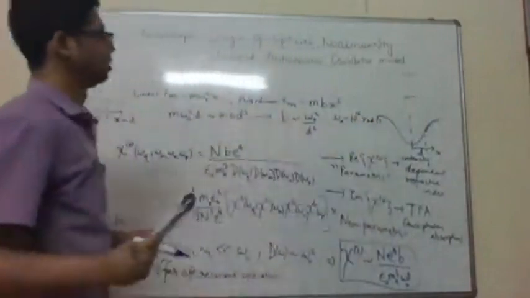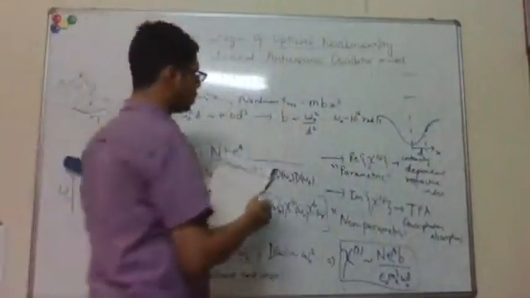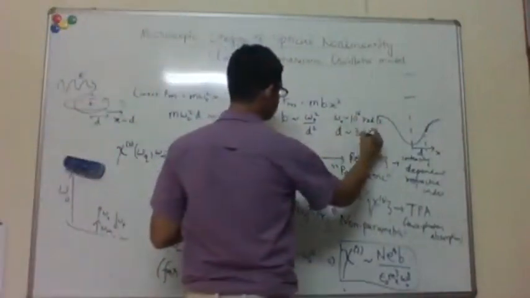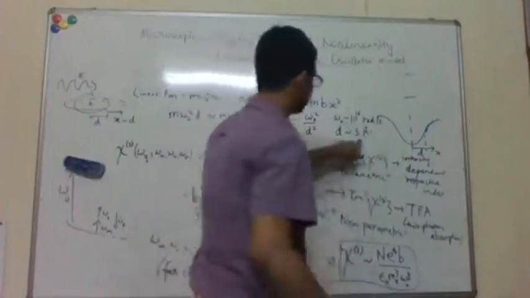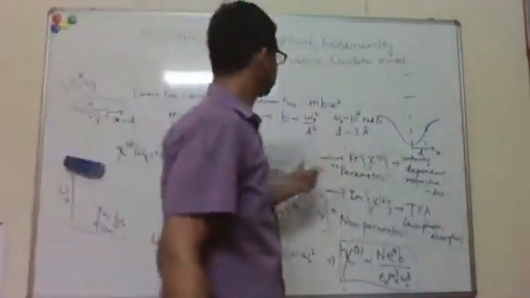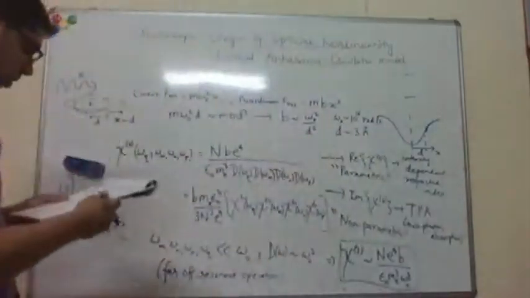So 10 to the 8 meters per second, and then d is the Bohr radius. So typical dimension is about 3 Angstrom, right? So the lattice constant of some solid, for example. Those are some typical values.